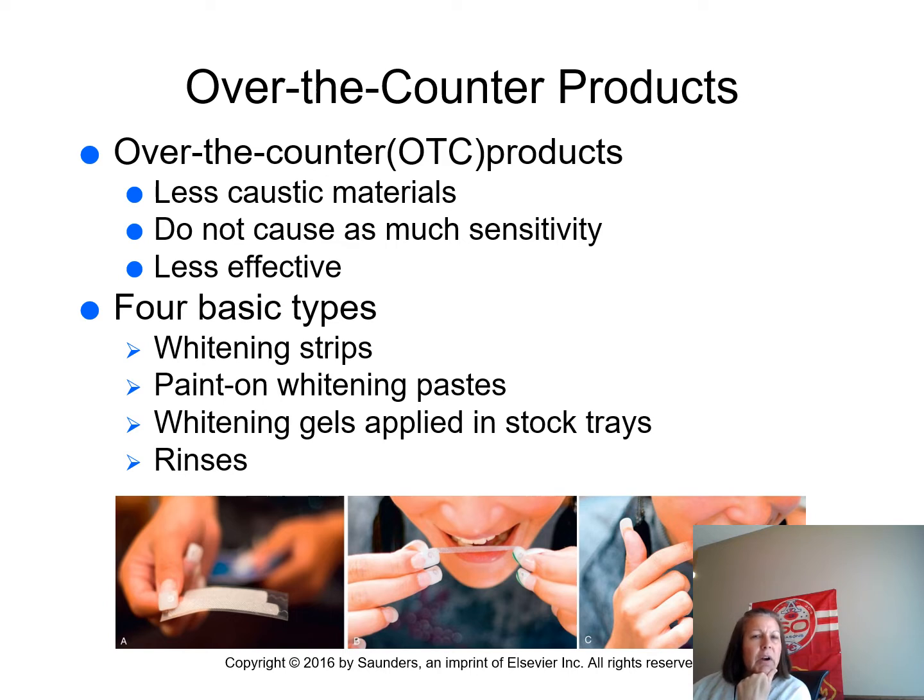Over-the-counter products are usually less caustic, in other words, lower strength. They don't typically cause as much sensitivity, but they also are not as effective as what we can provide in office. There are 4 basic types of over-the-counter products today. The whitening strips are probably the most popular. They also have paint-on whitening paste. You guys may have seen the paint-on whitening pens, whitening gels that are applied in stock trays, and rinses.